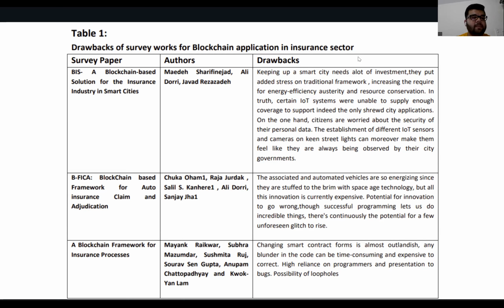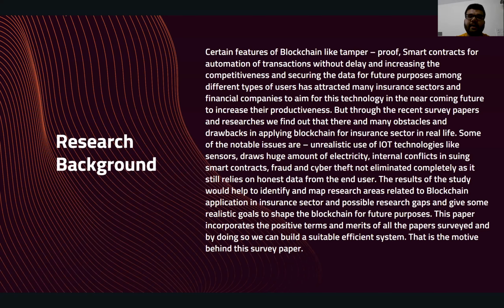So moving on to the last survey paper, which is called A Blockchain Framework for Insurance Processes. The authors are Mayank Ravikar, Subhra Mudar, Sushmita Rose, Saurav Sen, and others. The drawback mentioned in this one is that changing a smart contract form is almost impossible. Any blunder in the code can be time-consuming and expensive to correct. There is high reliance on programmers and exposure to bugs. Possibility of loopholes.